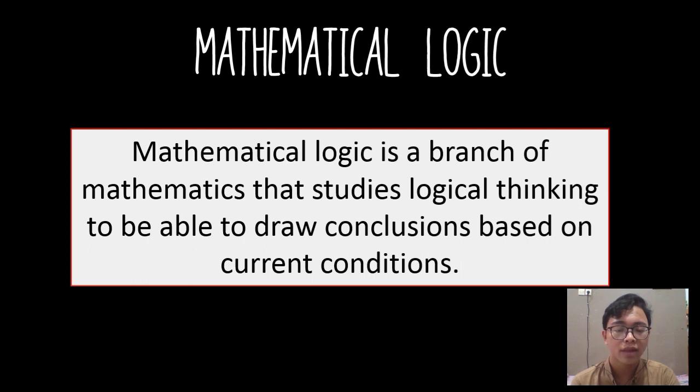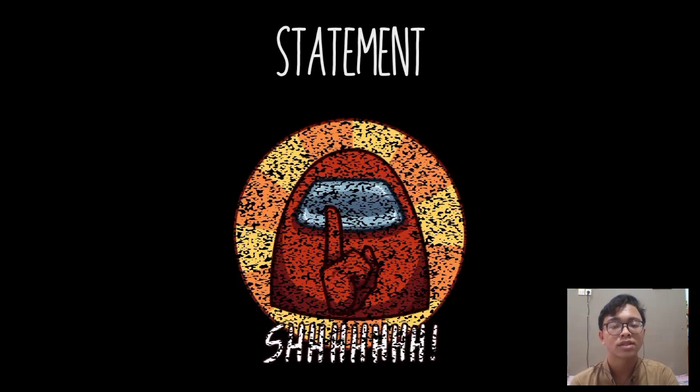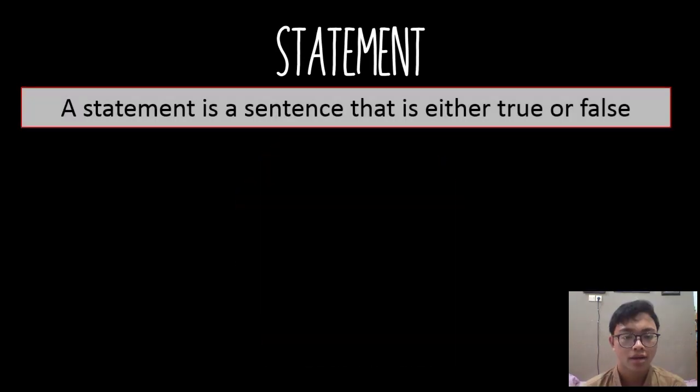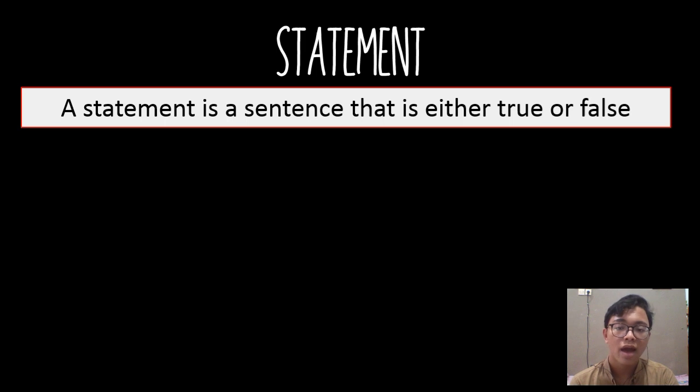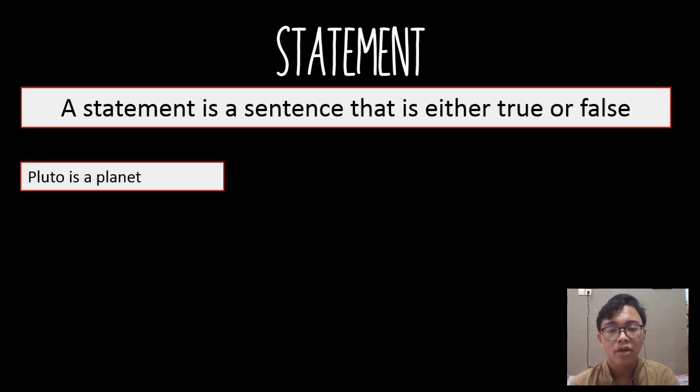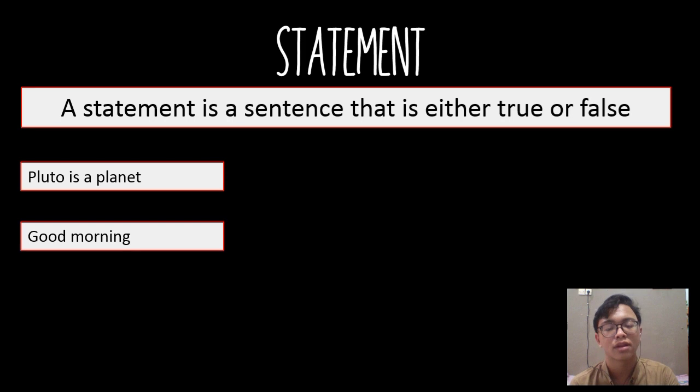In studying mathematical logic, we will use statements. Before that, we must know which are statements and which are not. A statement is a sentence that is either true or false. Here I give some examples. Pluto is a planet. This is a statement because we know that Pluto is not a planet, so "Pluto is a planet" is a false statement.